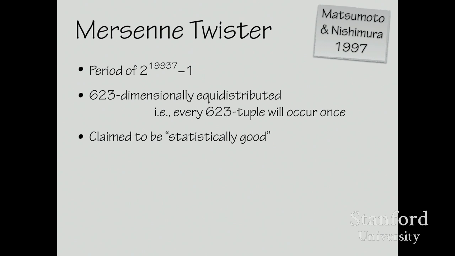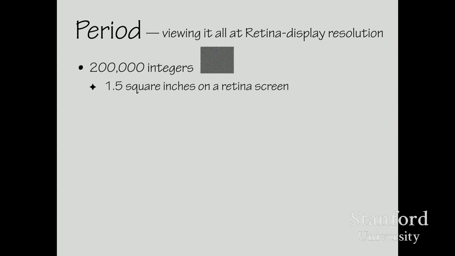In fact, I should talk about how large this period is, because for this book, this is 200,000 integers, and I expressed it graphically on the screen. Imagine we all have these little devices with retina displays. If I shrank it down to a retina display size, that 200,000 numbers would fill 1.5 square inches on an iPad.